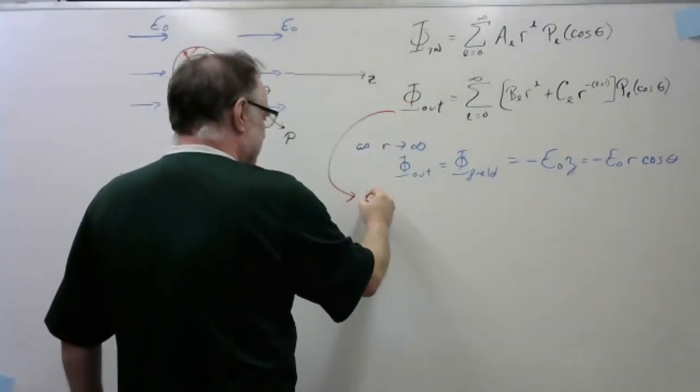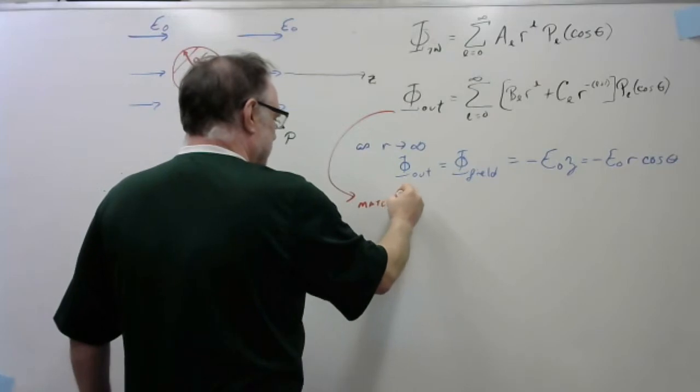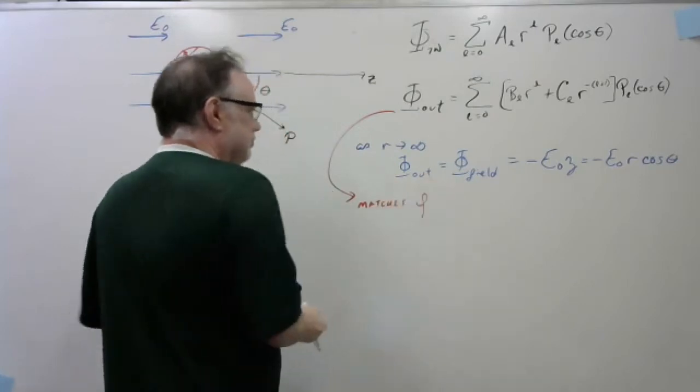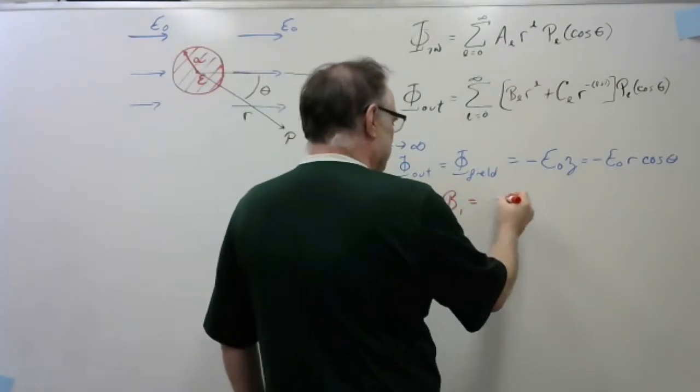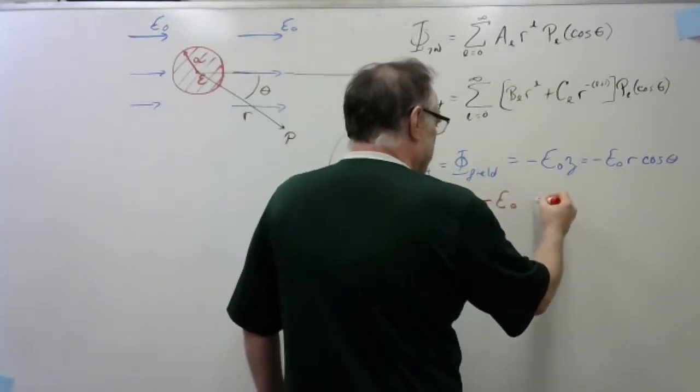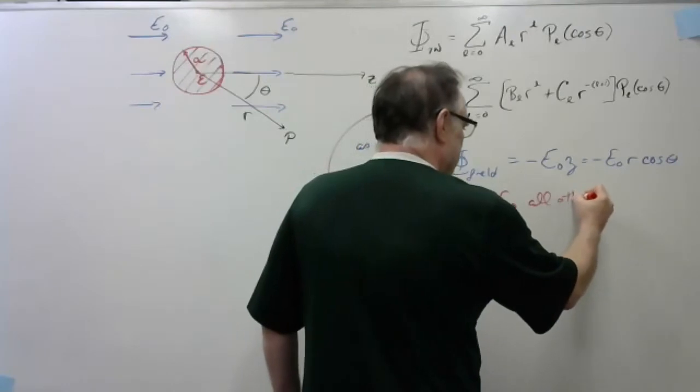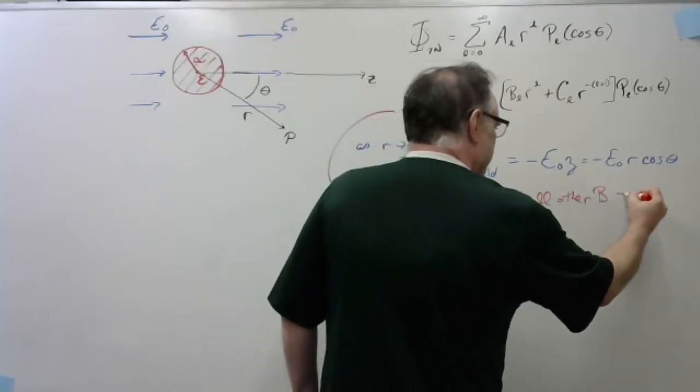This matches if B1 is equal to negative E naught and all other B are 0.